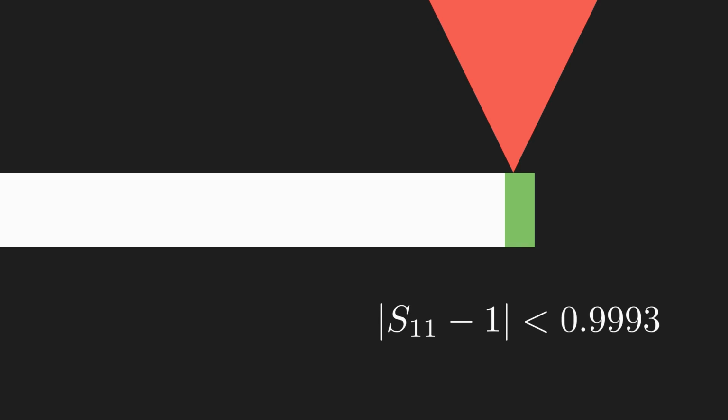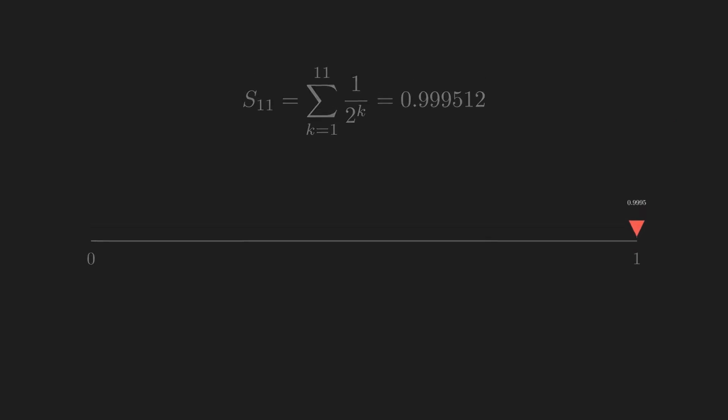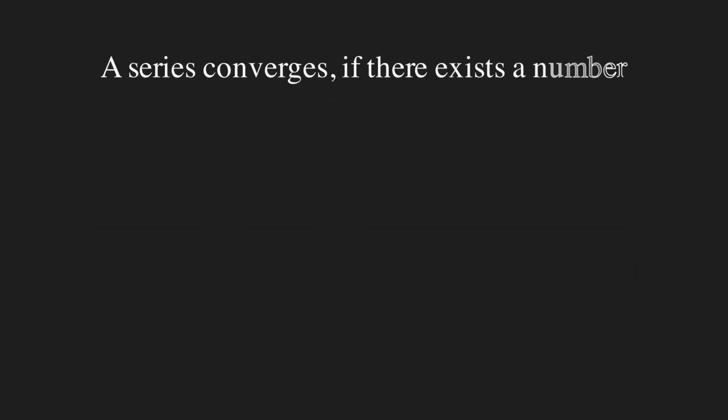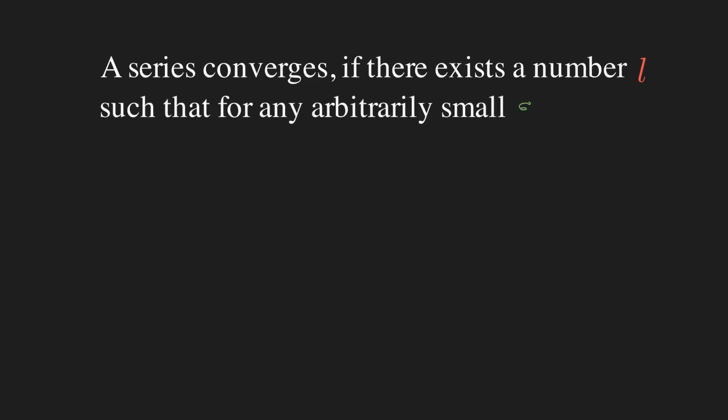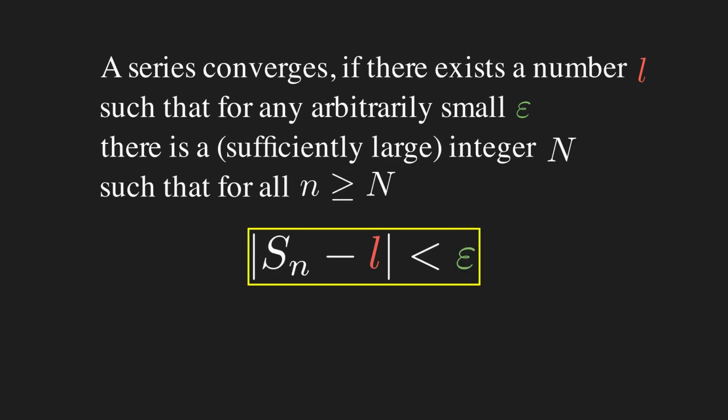In mathematics, a convergent series is defined as follows. A series converges if there exists a real number L, such that for any arbitrarily small epsilon, there exists a positive integer capital N, such that for all values of n greater than capital N, the absolute value of the difference between the nth partial sum S sub n and the limit L is less than epsilon. If the series converges, the unique number L is called the sum of the series.